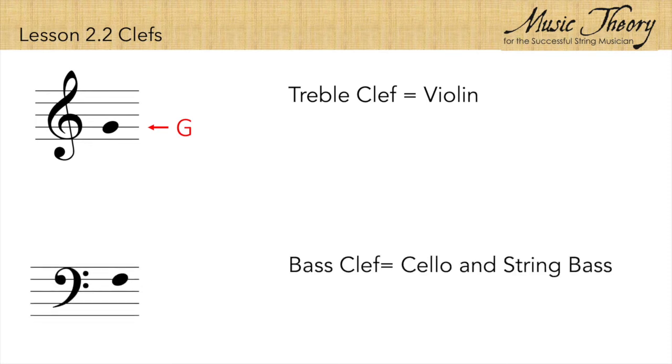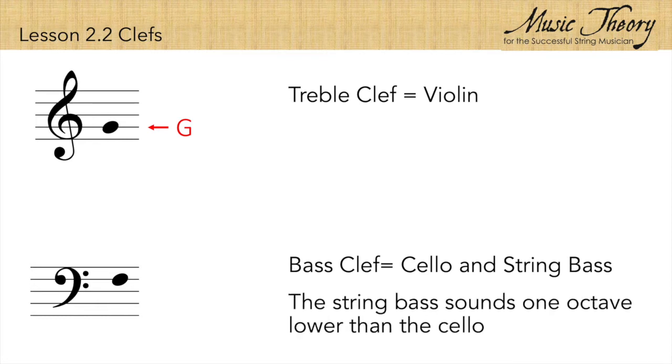The bass clef is used by the cello and string bass. The difference is that the bass sounds one octave lower than the cello when they read the same note. The two dots on the bass clef surround the fourth line, identifying it as the letter F. The bass clef is an F clef.